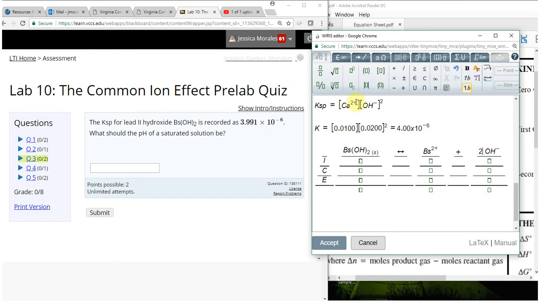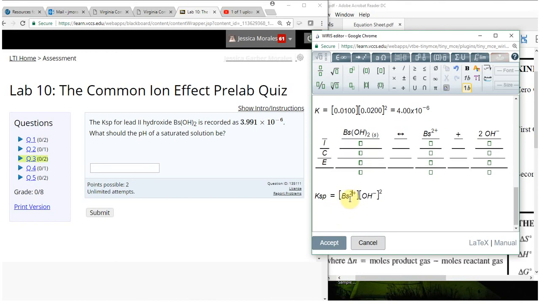Now we're given our KSP value. I'm going to go ahead and copy this and just change my things. Now we can see we're looking for pH. There's no pH related to this, but we can get our hydroxide ion and use that to get pOH and then eventually pH. There's more than one way you can go about it, but I'm going to show you the way I would do it. Actually, this says lead, but it doesn't matter. The values are the same. I'll fix that typo in a minute. So here we've got 3.991 times 10 to the negative 6.